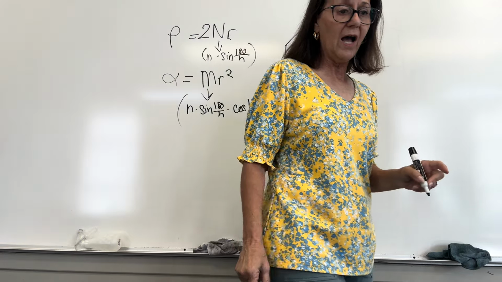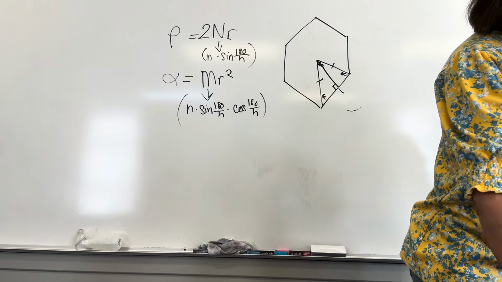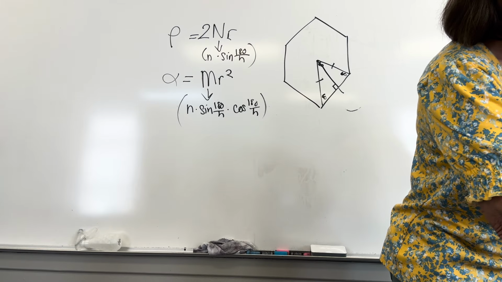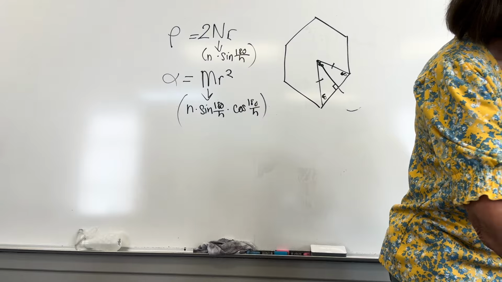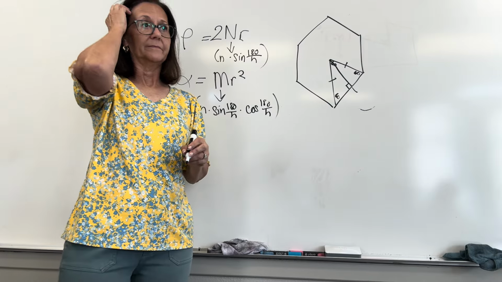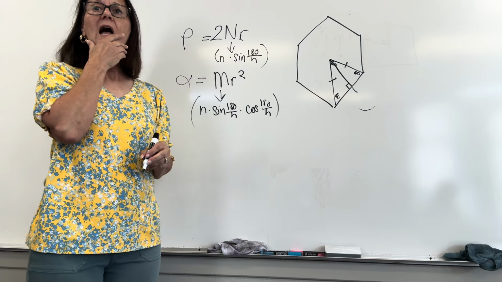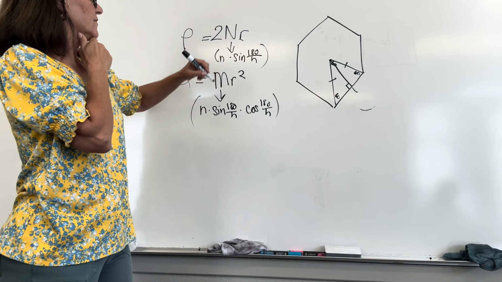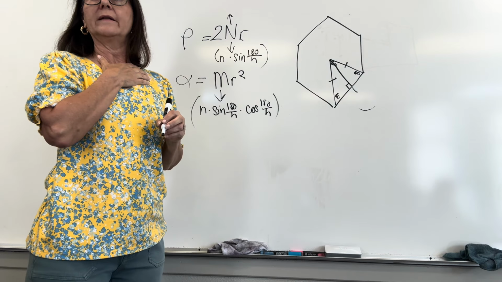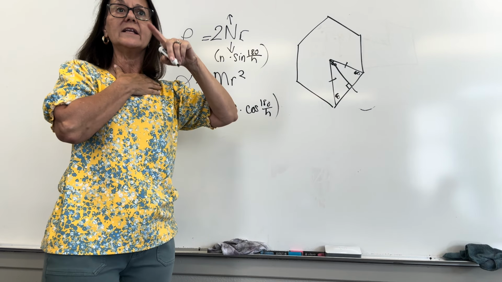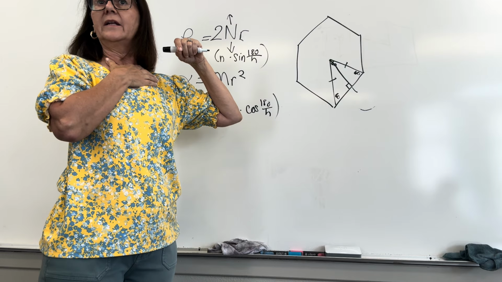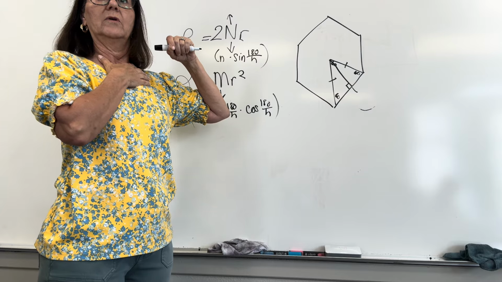So we can find the area of any regular polygon. Now, the more sides we have in a regular polygon, the closer the value of n approaches what value? Pi.